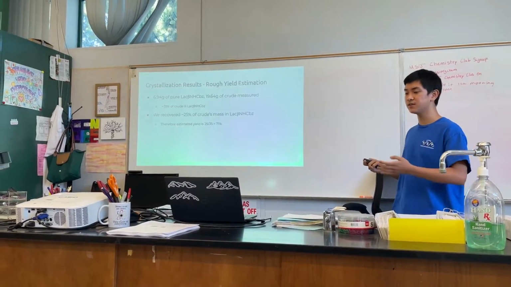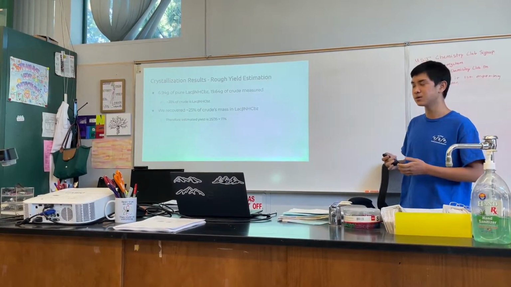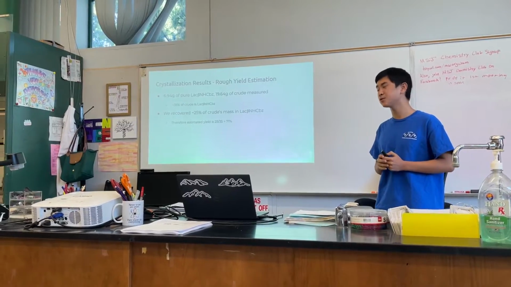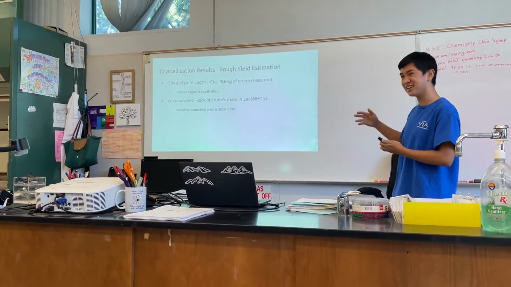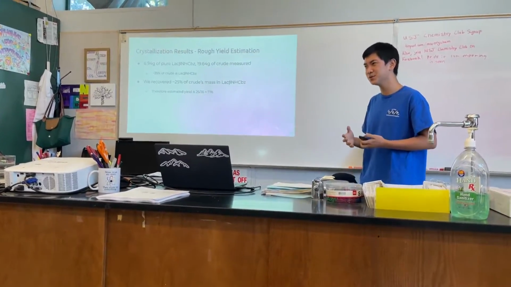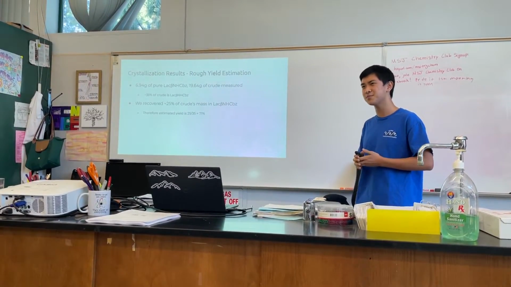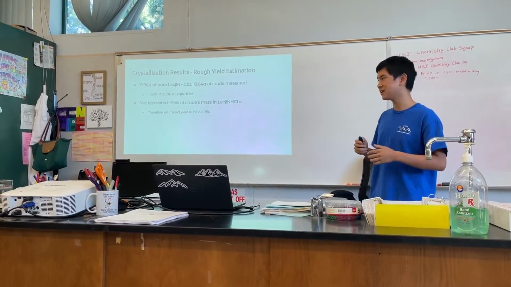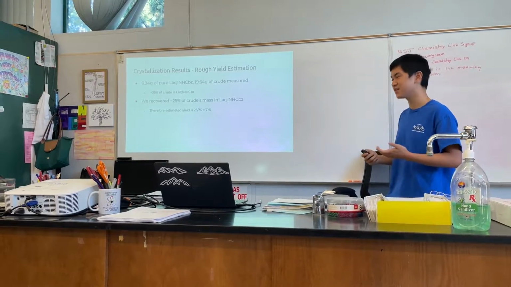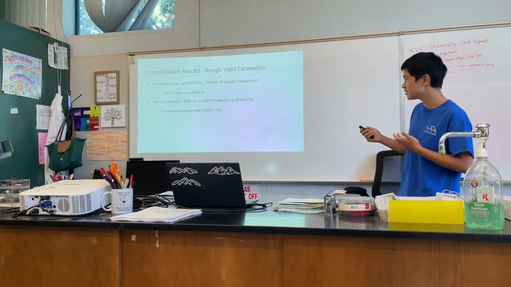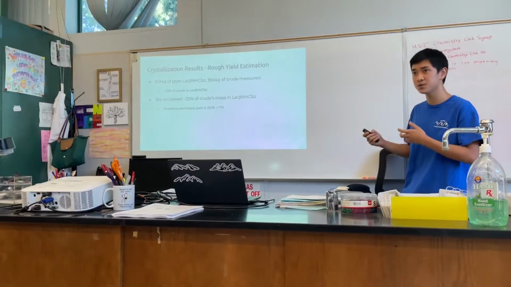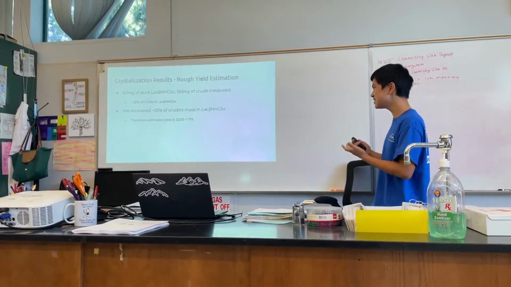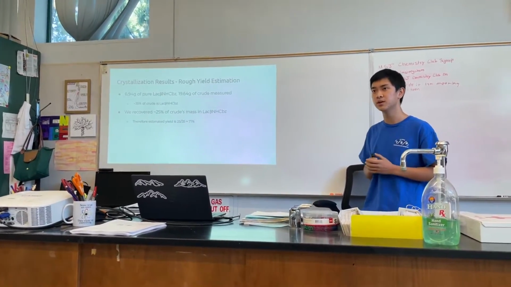And so speaking of yield, here's just some really simple calculations. We expected about 6.94 grams, and we got like 20 grams, 19 grams of crude, so it's about 35% Lac-β-NHCbz, our raw material. Like I said, it's very dirty. And so after crystallizing, we got like 25% of the crude's mass back. So theoretically, we can see a yield around 70%, which is actually really good.